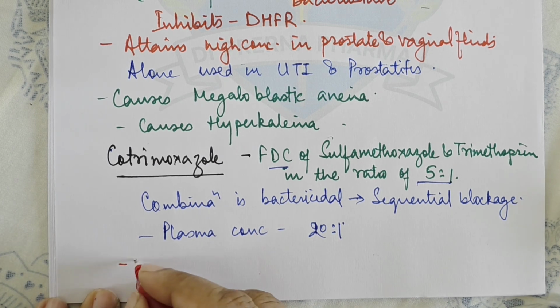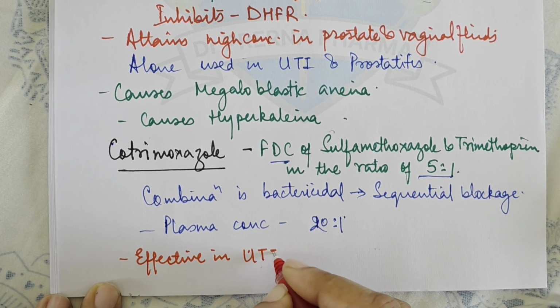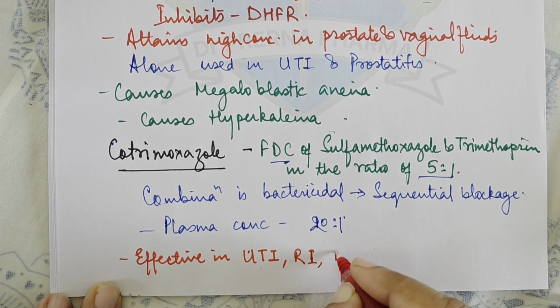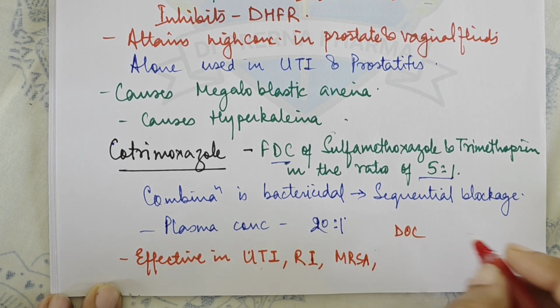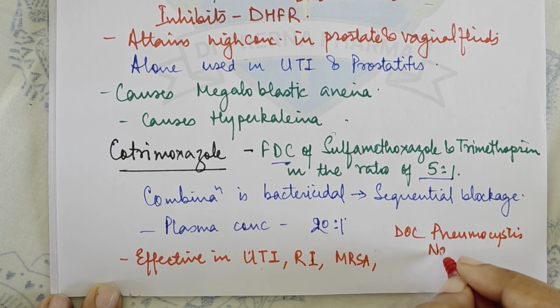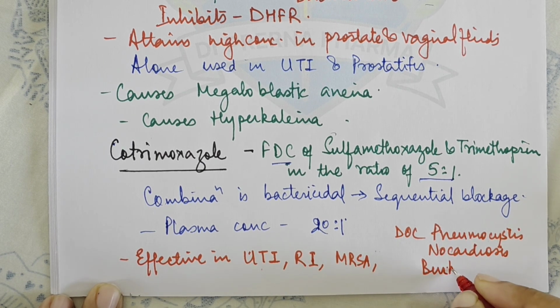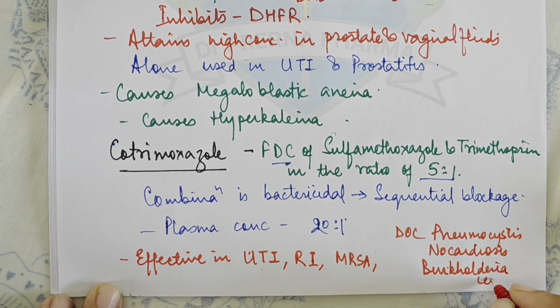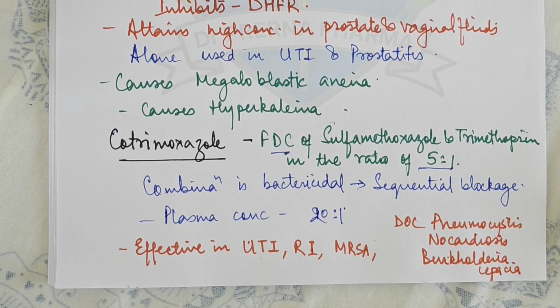Now this cotrimoxazole is effective in UTI, respiratory tract infections, MRSA, and it is the drug of choice for pneumocystis, nocardiosis, and infections which are caused by Burkholderia cepacia. Right? So these are the important details related to cotrimoxazole.